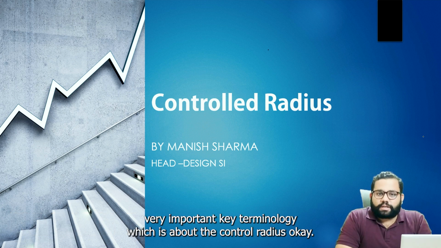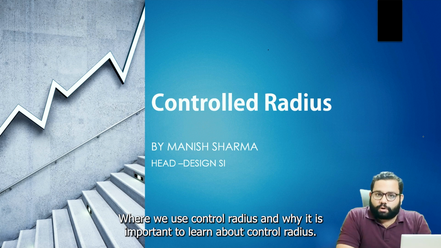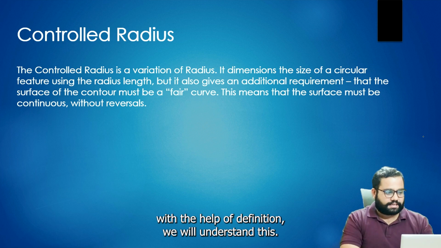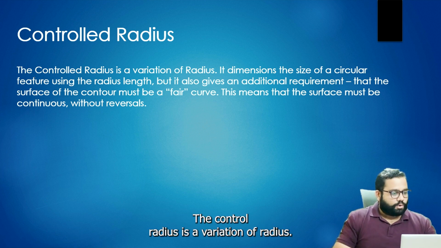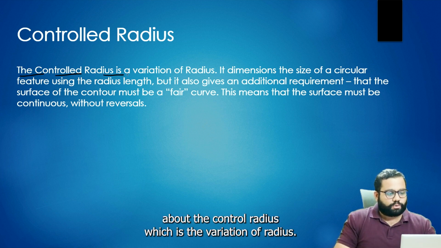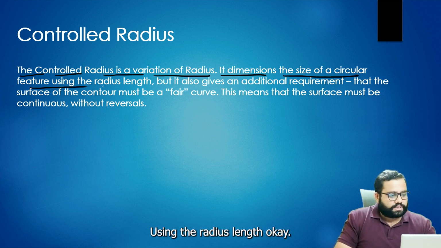In today's session of geometric dimensioning and tolerancing, we are going to discuss a very important key term: the controlled radius. Where do we use a controlled radius, and why is it important to learn about it? With the help of the definition, we will understand this. The controlled radius is a variation of radius. It dimensions the size of a circular feature using the radius length.